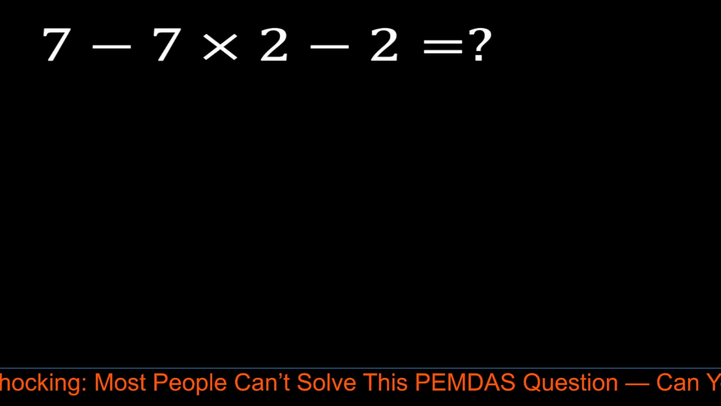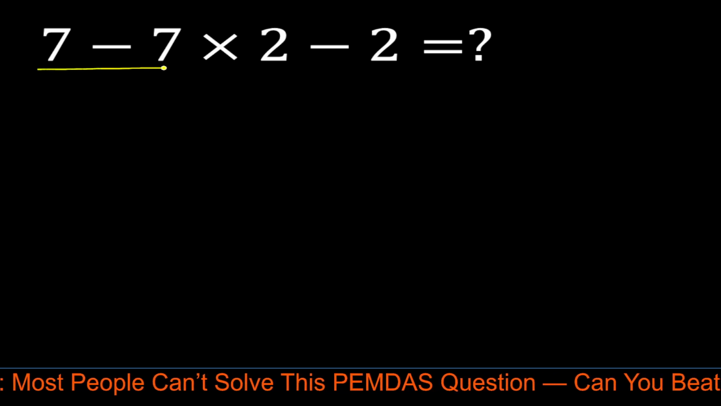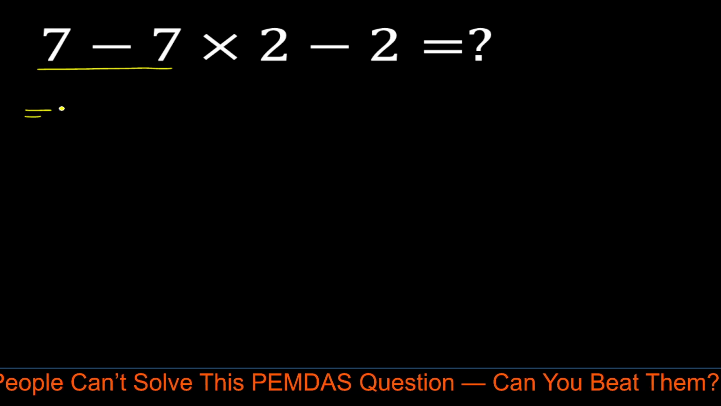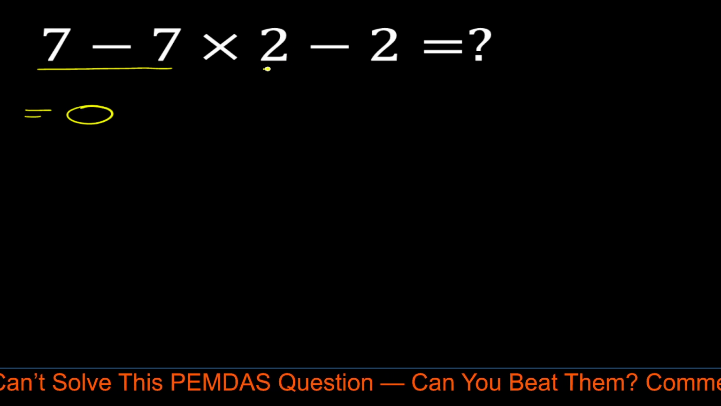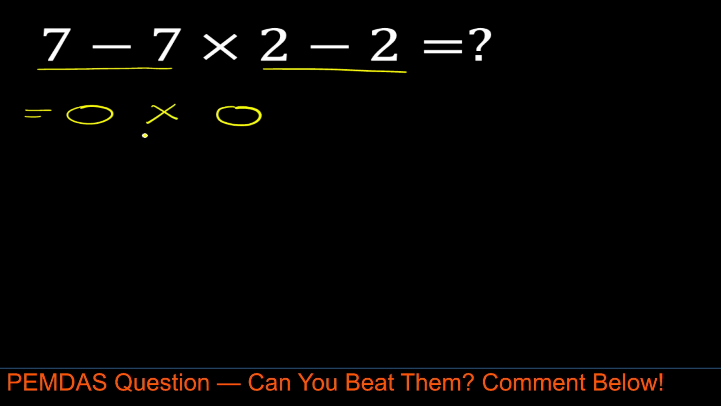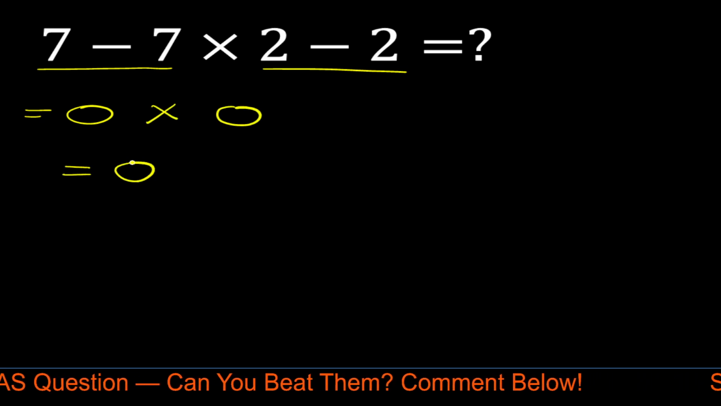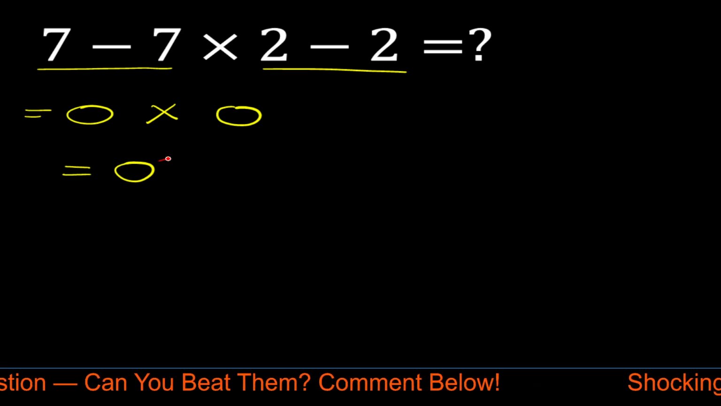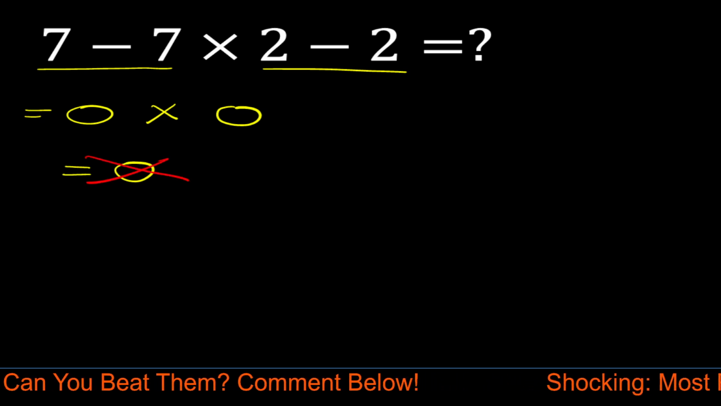Most people solve this question like 7 minus 7 is equal to 0, right? Then again 2 minus 2 is equal to also 0. Now 0 times 0 is equal to 0, right? But this answer is not correct. This answer is completely wrong.